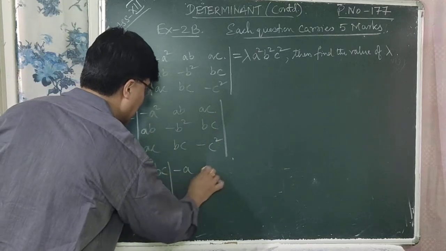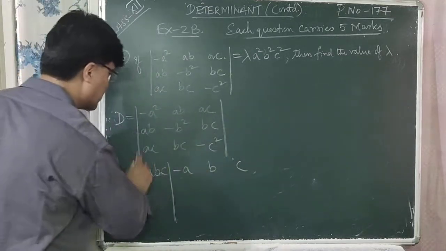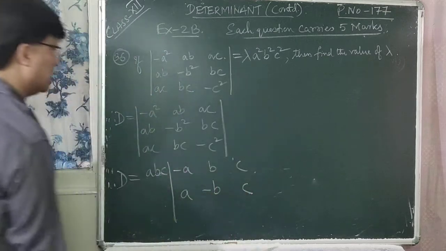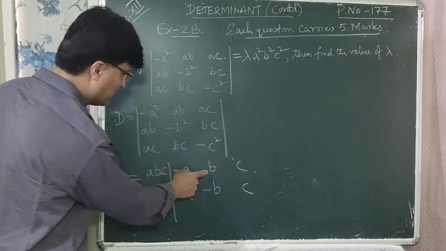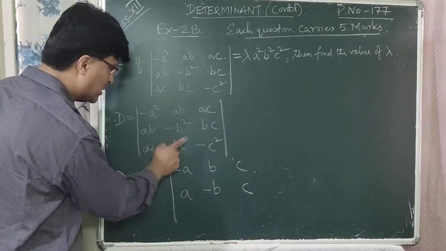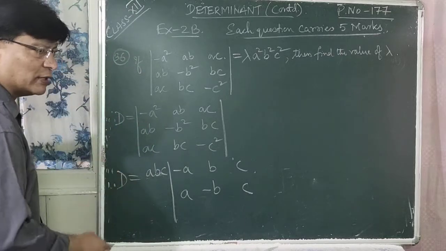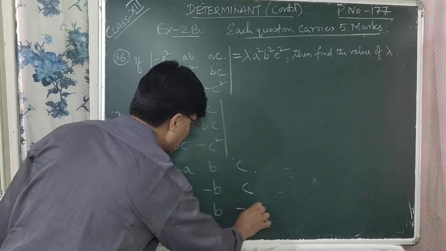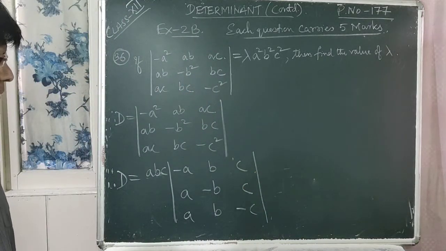So the first row becomes minus a, b, c. From the second row, b is taken common: a, minus b, c. From the first row, what is taken common? a. That is minus a, b, c. From the second row, b is taken common: a, minus b, c. And from the third row, what is common here? c is common. So it is a, b, minus c. Is that clear to all of you?